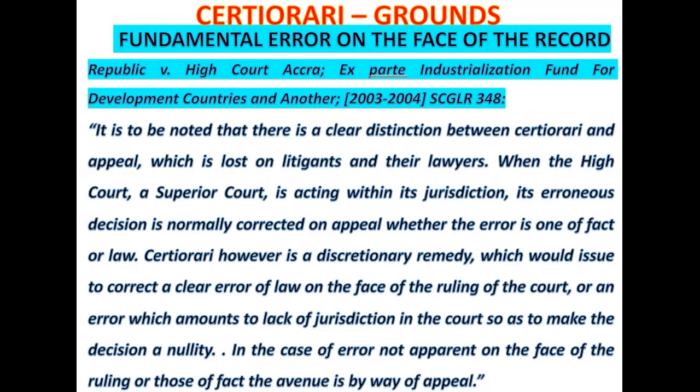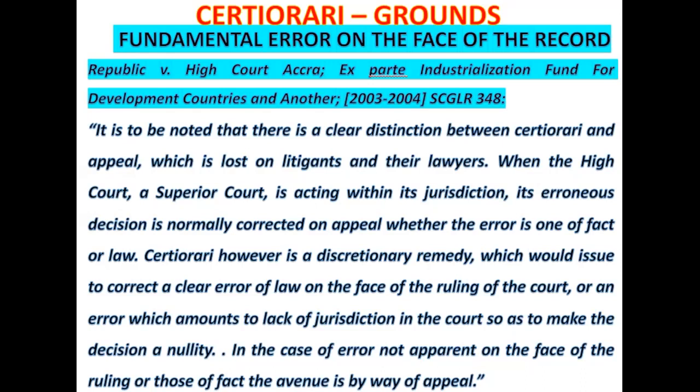Certiorari, however, is a discretionary remedy, which would issue to correct a clear error of law on the face of the ruling of the court, or an error which amounts to lack of jurisdiction in the courts, so as to make the decision a nullity. In the case of an error not apparent on the face of the ruling or those of fact, the avenue is by way of appeal." End of quotes. I believe by now we are all clear in our mind on when we can go for an appeal and when we can go for certiorari.